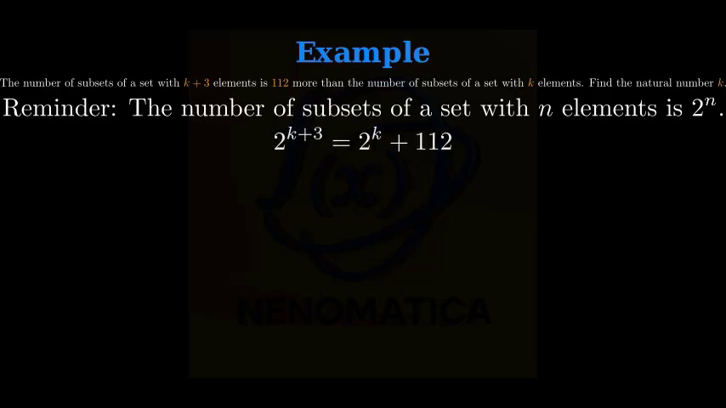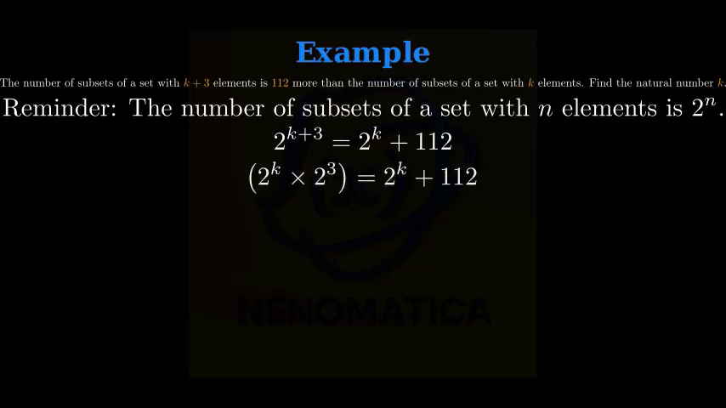According to the problem, the number of subsets of a set with k plus 3 elements is 2 raised to the power of k plus 3. This equals the number of subsets of a set with k elements, which is 2 raised to the power of k, plus 112. Let's use the properties of exponents.